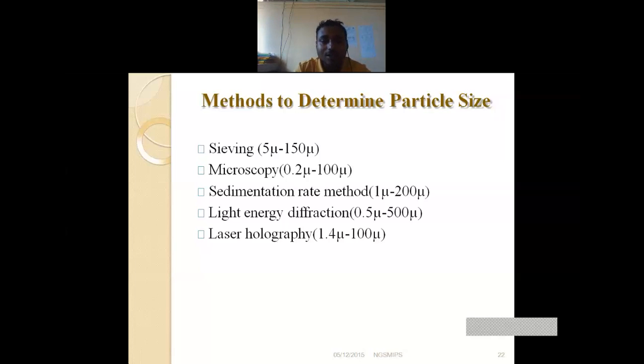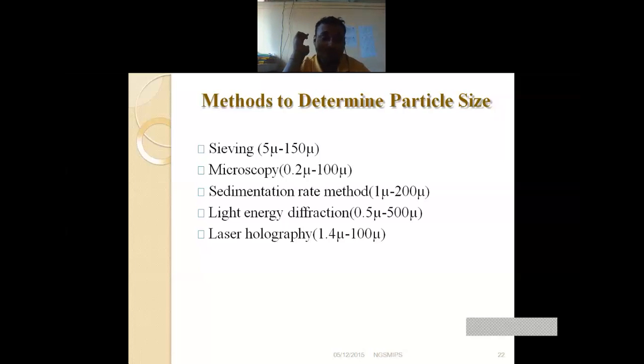light energy diffraction. Next is laser holography, which we can use for 1.4 micron to 100 micron.